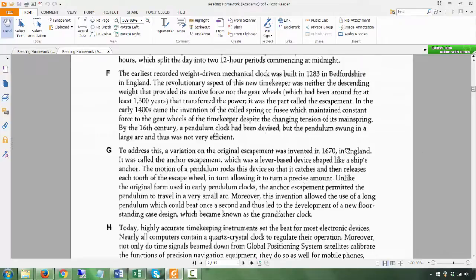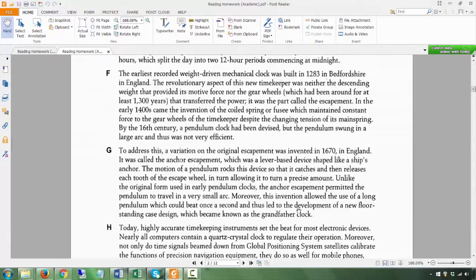Right, you have England. Maybe you don't have to have the word English, but at least you know people from England are called English. And this invention allowed the development of a new floor standing case design, which became known as the grandfather clock. If you're not sure about the grandfather clock, go to images.google.com and click on grandfather clock. I guess that is common in the Western world. I'm not sure if it's common in other parts of the world, but anyway, it was invented in England.